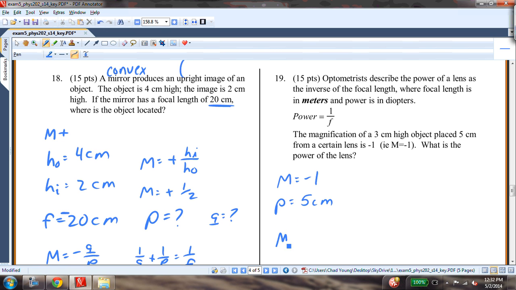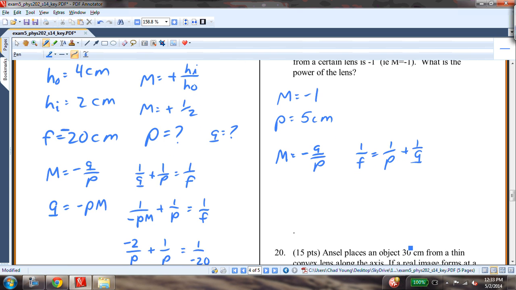I know that the magnification is negative q over p. 1 over f equals 1 over p plus 1 over q. It's from the lens equation. I want to solve this equation now for f. So this is equal to negative 1. So those negatives cancel. So I'm just left with p is equal to q. And I'm looking for q, so I can plug that in over here.